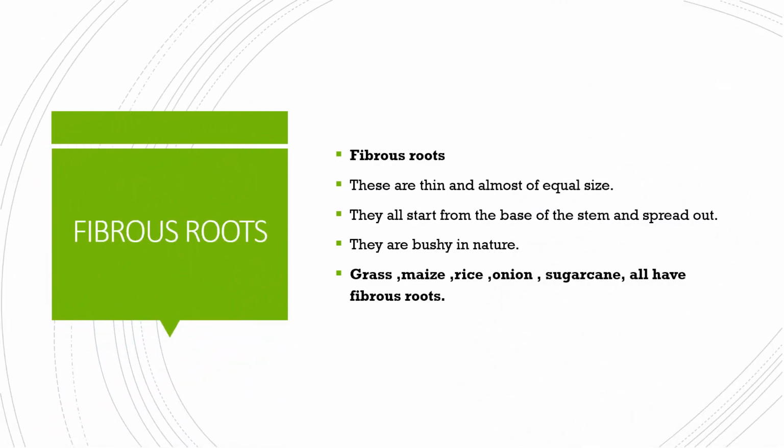Fibrous roots are thin and almost of equal size. They all start from the base of the stem and spread out. They are bushy in nature. Examples: grass, maize, rice, onion, sugarcane. All these plants contain fibrous roots.